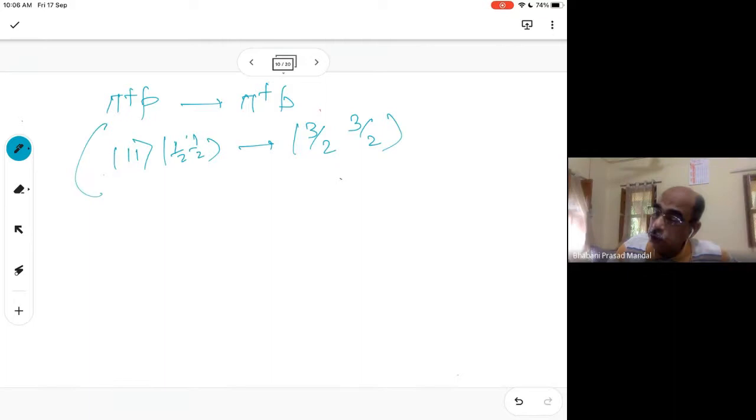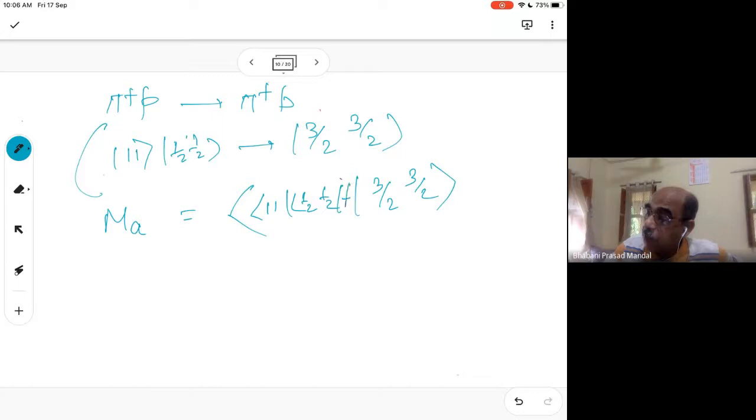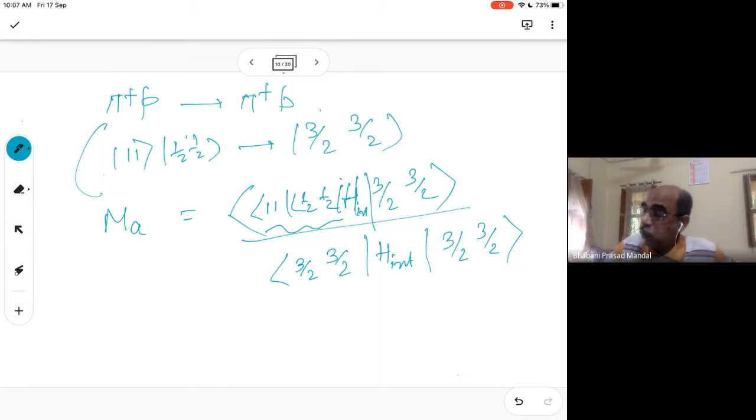So let us write MA. It will be, on this side, 1, 1 and half, half, and 3/2, 3/2. And there will be some H interaction, some Hamiltonian, which you have to calculate. Now this state is exactly 3/2, 3/2. There will be some interacting Hamiltonian which is responsible for scattering. If you don't write this, then it will be 1. How it is cancelling, I don't understand. So this will be proportional to M3/2. I'm writing M3/2 because this corresponds to isospin 3/2. So MA, as I said, will be proportional to M3/2.